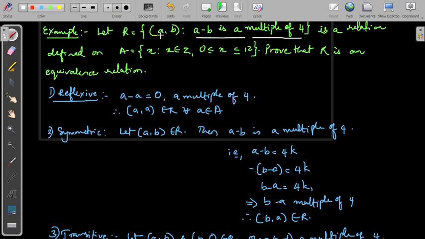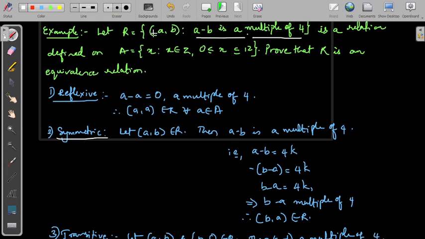Suppose I want to prove that (a, a) is in R. I have to check whether a minus a is a multiple of 4. Yes, a minus a is 0, which is clearly a multiple of 4 because 4 into 0 gives you 0. So this (a, a) belongs to R, whatever value of a you take from the set A. Since a minus a equal to 0 is always a multiple of 4, this condition is satisfied. Whenever this condition is satisfied, the corresponding ordered pair will belong to the relation R. Hence it becomes reflexive.